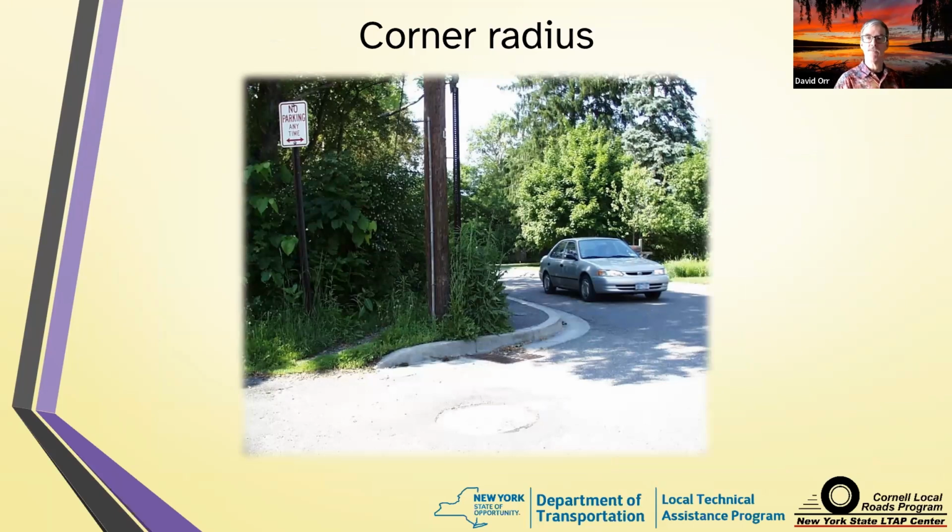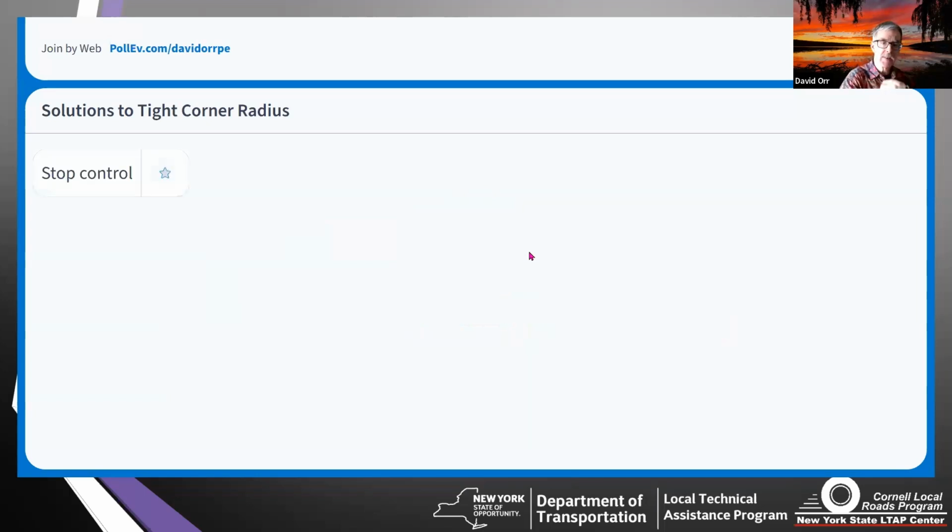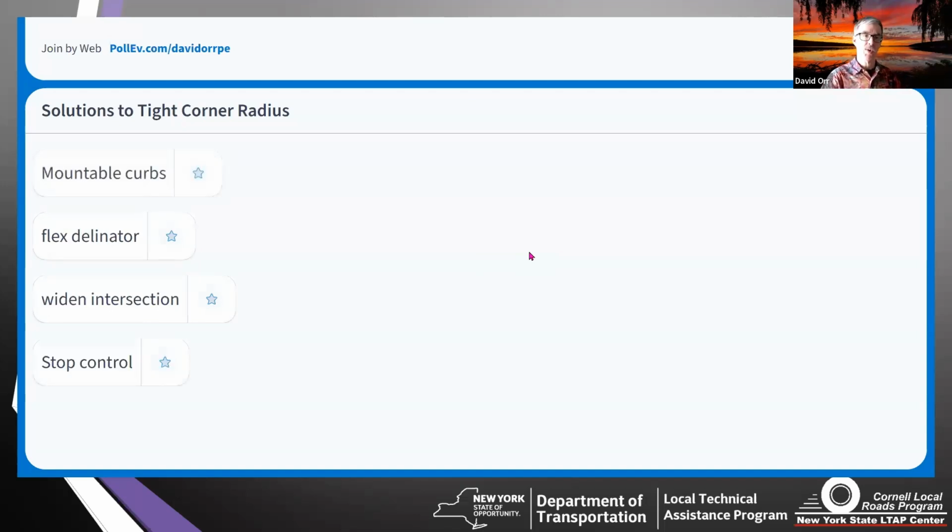It's really tight. Now, there's other issues here we're going to talk about in terms of sight distance. But let me ask you, what would you do if you've got a tight corner radius? What are some solutions? Give me some solutions for a tight corner radius. You could do stop control, and that can work. But again, think about the turning radii for the trucks and where you put your stop bars. People don't always stop. You can widen the intersections, which helps the large vehicles, but makes it harder for the pedestrians. You could put a flexible delineator.